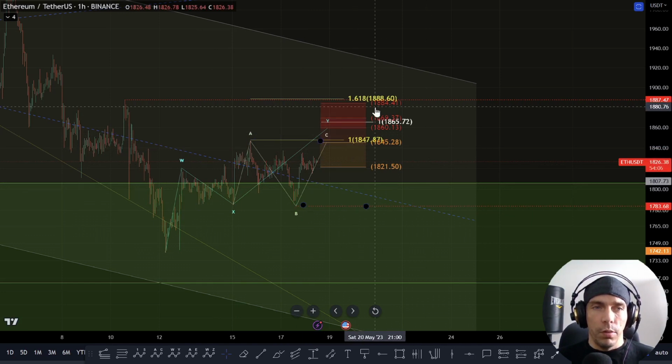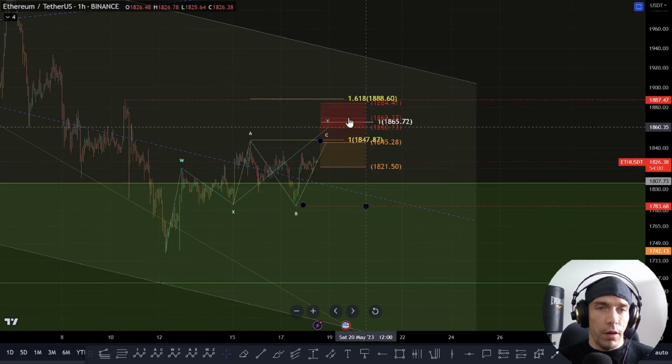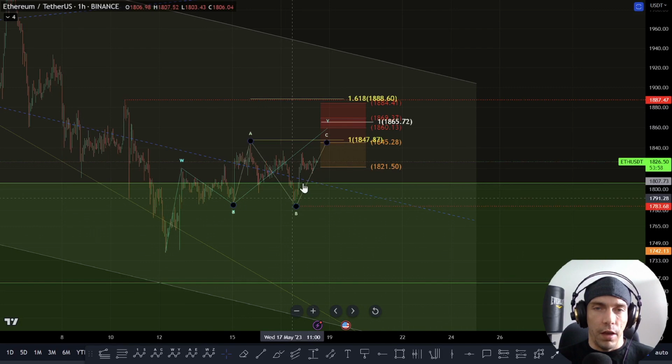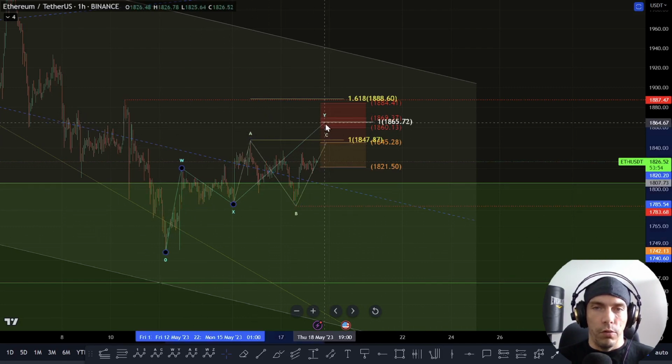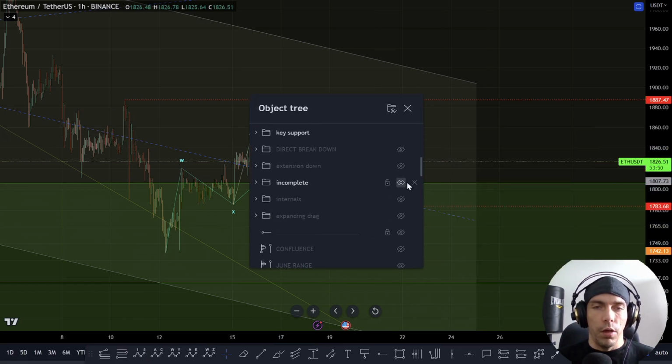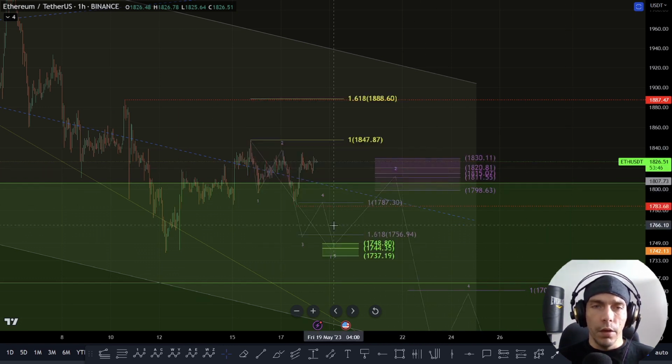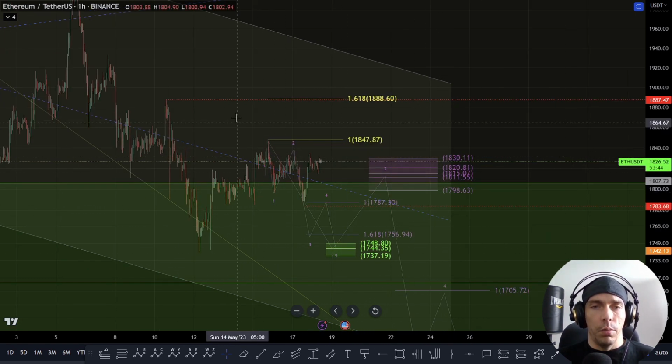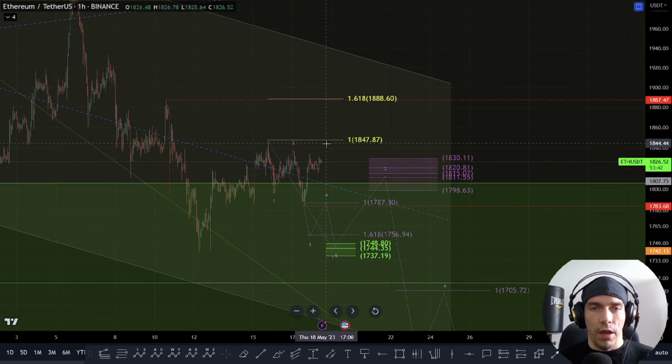So within this, we can see that 1884 would actually be that 1.618 of this A wave in this case. So that would be quite interesting. Still same sort of idea, coming up one more time towards that 1-to-1 of that Y wave, which would be towards this 1865. So until we actually break that, we need to be aware that this could still look to break down.